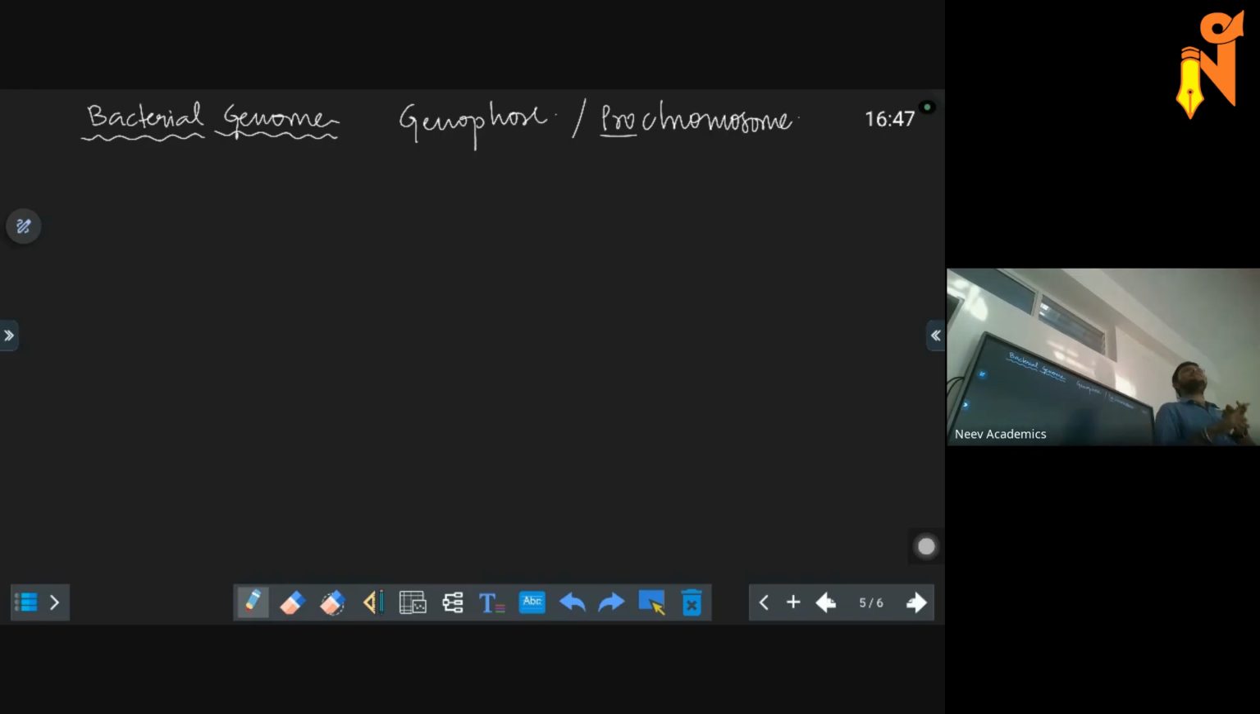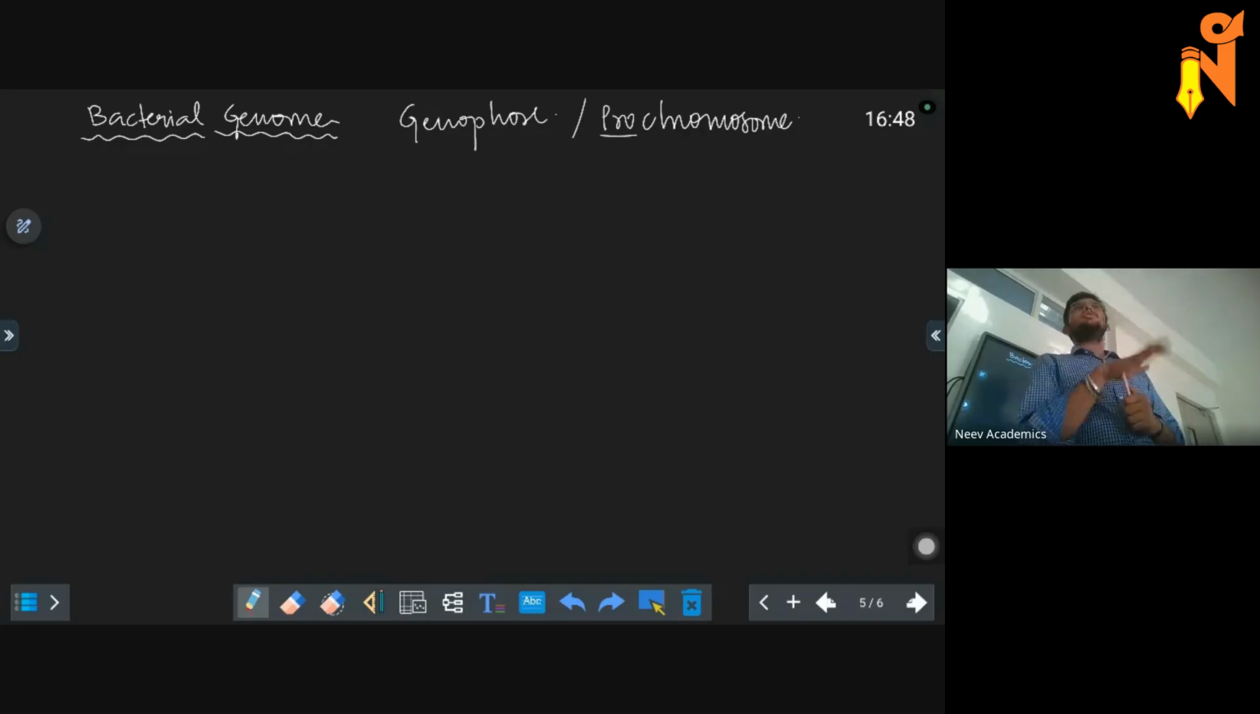Now, some of the characteristics. First, it is a double-stranded circular DNA. If both the ends are joined, then it is circular. If both the ends are separate, then it is linear. So this is a double-stranded circular DNA; eukaryotes have linear DNA.